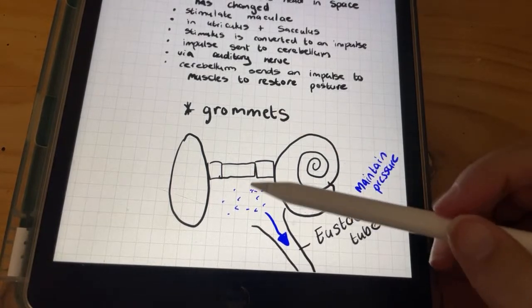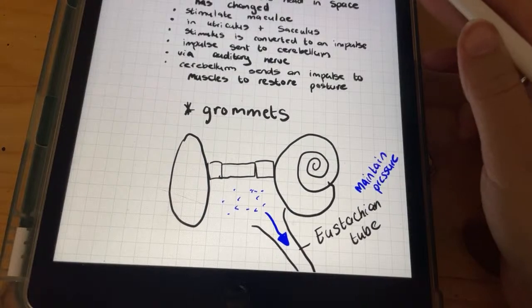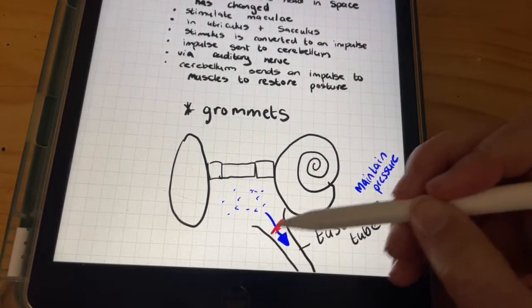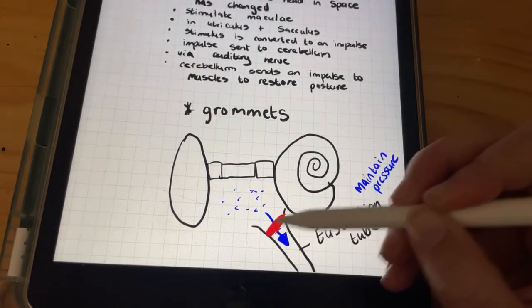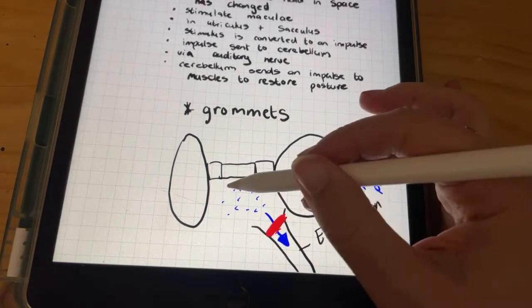So what happens is some people's Eustachian tube can get blocked, either because of their age, when you're very young, your Eustachian tube can get blocked really easily. So there's a blockage here. Or you get an infection. And so now this fluid can't drain anywhere, so it builds up over here.